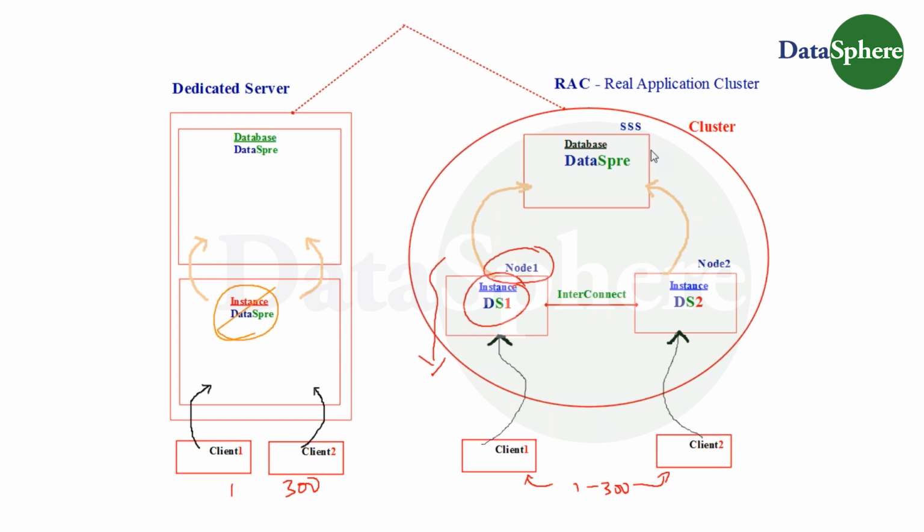So this is about two types of databases, server-wise. One is the dedicated server or single instance database, then RAC, Real Application Cluster, which we can call a cluster database also. One database, multiple instances, two or more instances.